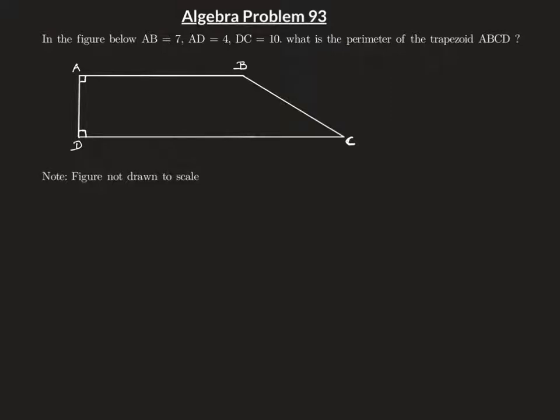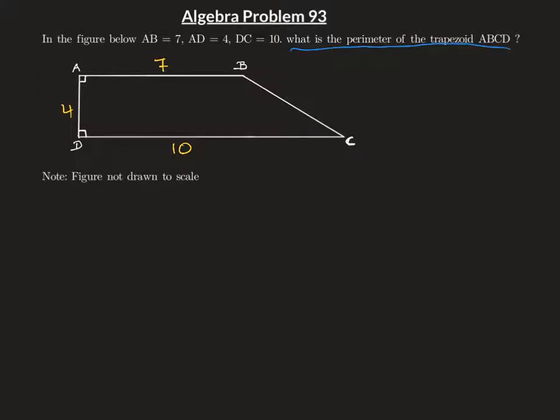In this video, I'll show you how to solve this geometry algebra problem. So, really, what we should start with is we're given AB. We have a trapezoid here, and we're given AB, AD, and DC. So let's go ahead and label them. AB is 7. AD is 4. And DC down here is 10. Now it's asking us, what is the perimeter of the trapezoid ABCD?